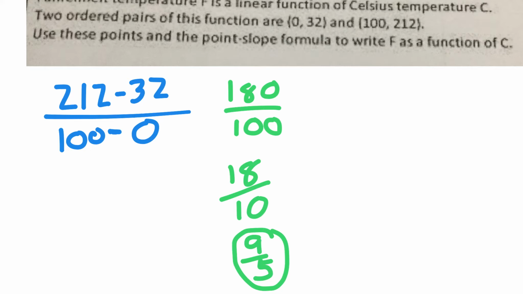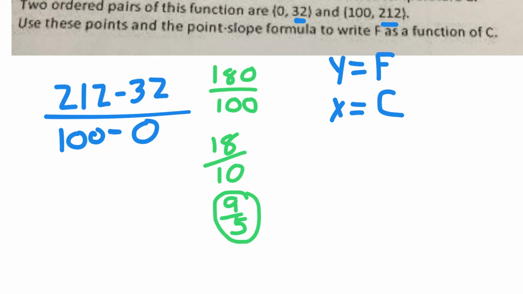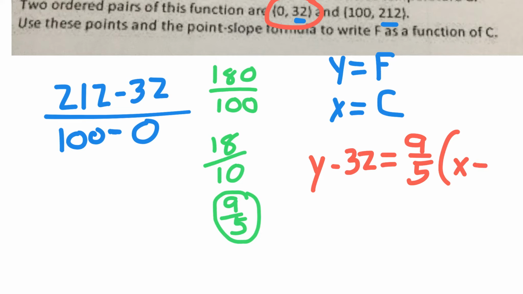So now this is where you got to make sure you keep everything straight. My y value is equal to Fahrenheit, right? And my x value is equal to Celsius. So when I'm plugging this into the point slope formula, it's going to be y minus. Okay, now which point do we want to use? I would use this one because it has a 0. That's going to be real nice. So y minus y1 equals m times x minus x1.